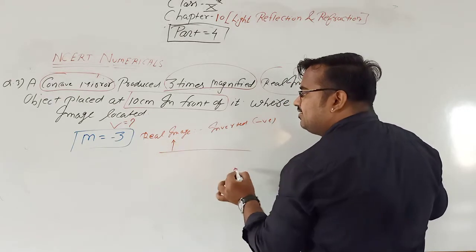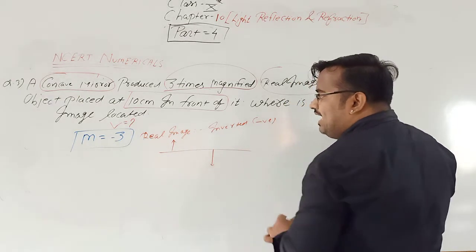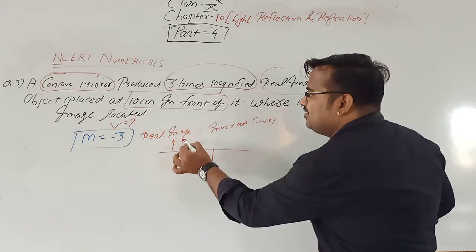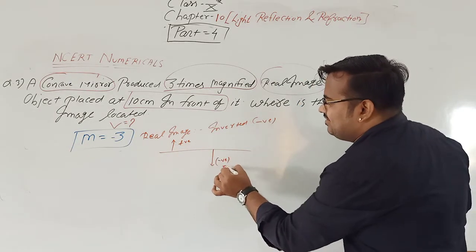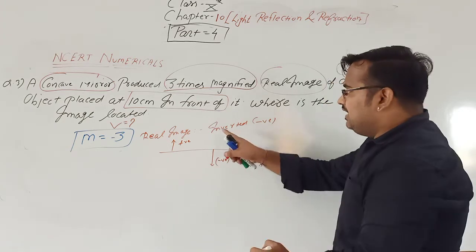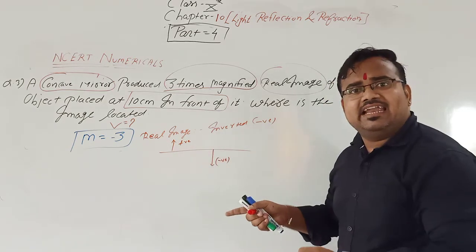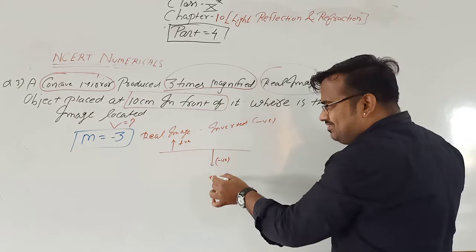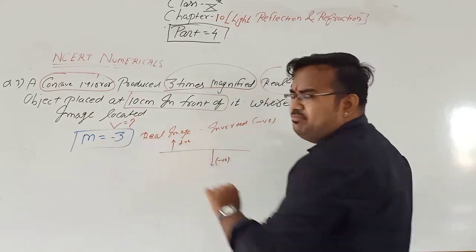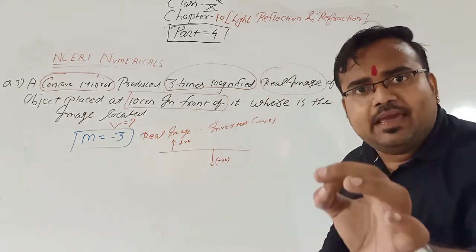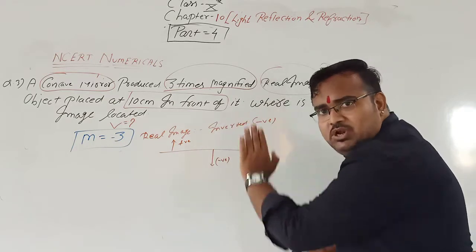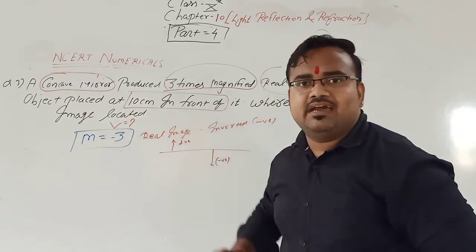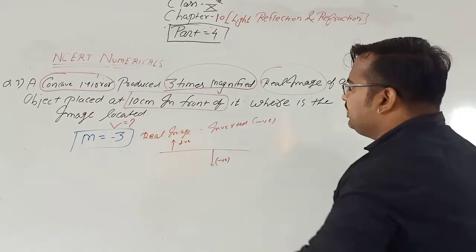Suppose this is the object and the image is formed. As I have told you, above the principal axis the height is positive and below the principal axis the size is negative. So the image is real and inverted. Real and inverted image is formed below the principal axis. Therefore we have taken magnification negative. Again I am repeating, the real and inverted image is formed below the principal axis, therefore we have taken magnification negative.